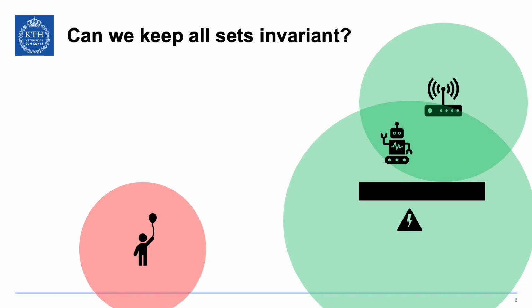So can we keep all sets invariant in general? Well, sometimes the general answer is no. Sometimes you have to do trade-offs, because for sets to be invariant, it depends on your mission, right? And sometimes you're given an impossible mission, just like Tom Cruise. He gets impossible missions all the time, and money for those missions, I guess.